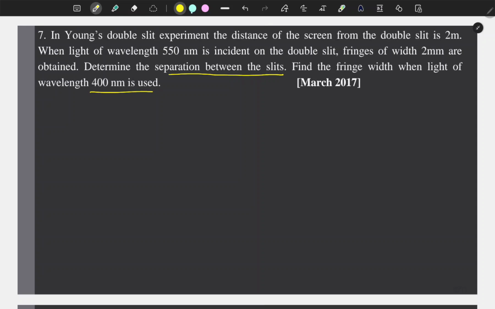So let us write the data here. In Young's double slit experiment, the distance of the screen from the slits, capital D, is 2 meter. When the light of wavelength lambda is equal to 550 nanometer, here two wavelengths are given, so I'll consider it as lambda 1, is incident on this double slit, the fringe width obtained, beta 1, is equal to 2 millimeter, 10 to the power minus 3 meter. Determine the separation between the slits. Small d is equal to how much? This is the first question.